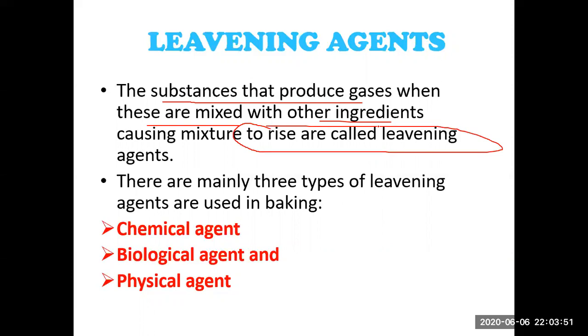Mainly three types of leavening agents are used: chemical agent, then biological agent, and then physical agent. These are our three main types of leavening agent that we mainly use in baking. Now we'll learn in detail about these agents and how they are used. So first of all, our chemical agent.